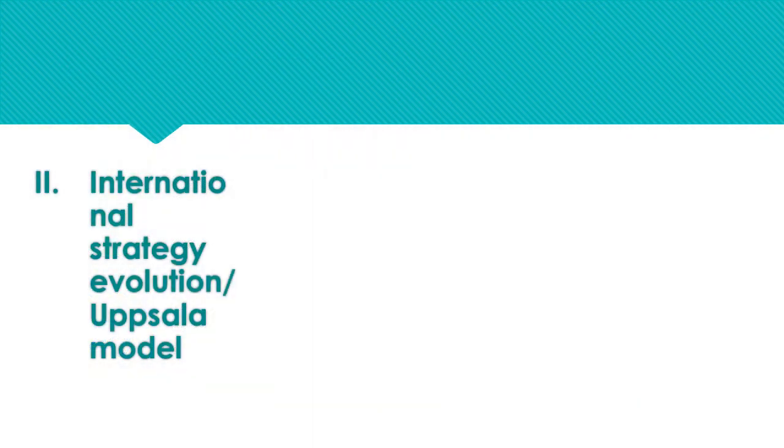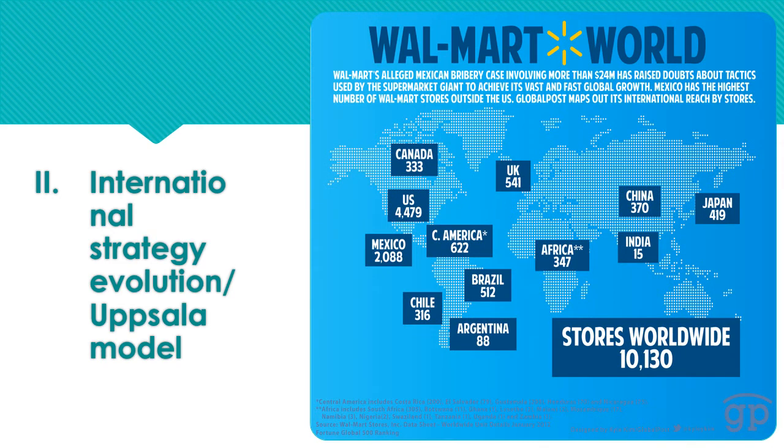For the international strategy and the Uppsala model, here you can see the world, and then you can see the stores of Walmart worldwide. We have, for example, in Africa, Walmart has 347 stores, and in Japan, Walmart has 419 stores.